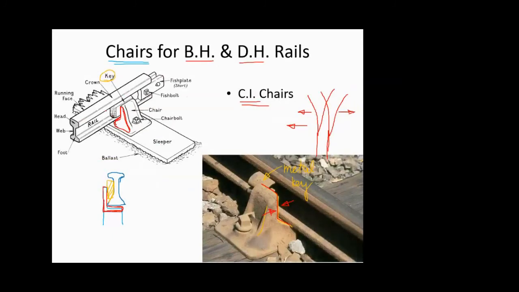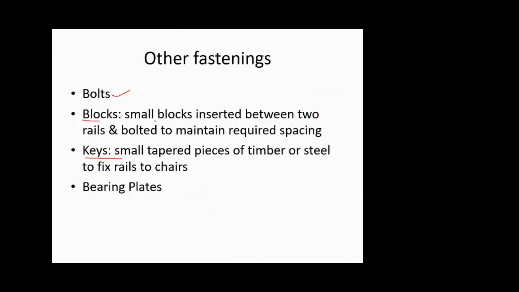So as I told you, the size or shape of this key should exactly match the shape of the groove which is to be filled. So many times these keys are tapered, but blocks are almost rectangular, cubical in shape. You'll be seeing these blocks in the crossings and points, where you need to maintain a distance between two rails. So there these blocks are used. And keys you saw in the previous slide.